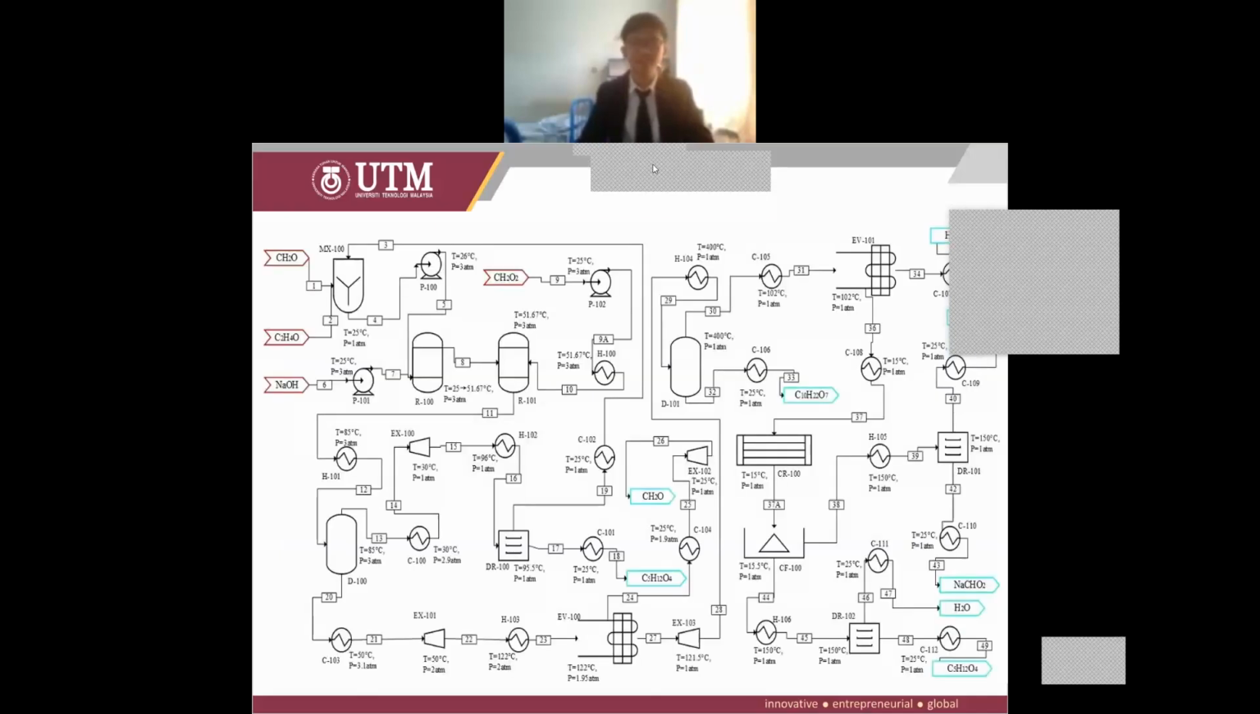Okay, next. This is the manual PFD for our penta-erythritol production.